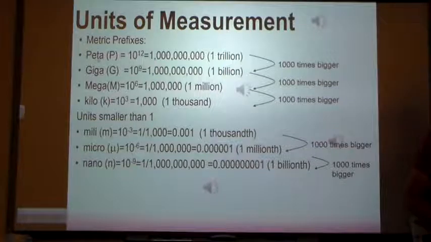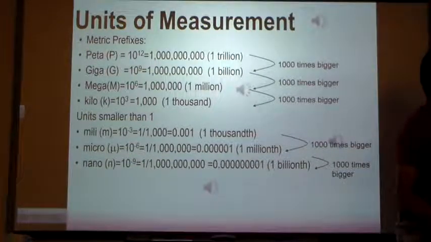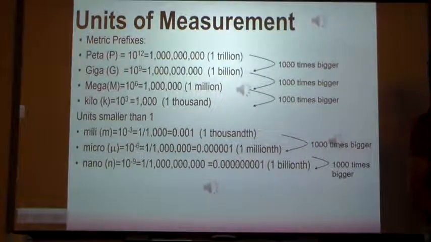Now, these big prefixes are also very useful: kilo, mega, giga, and peta. These are units bigger than one. Kilo, you're probably familiar with. 1K means 1,000, okay? Mega is 1,000,000, 10 to the power 6. Giga is 1,000,000,000, and then peta is 1,000,000,000,000, so 10 to the power 12, okay?